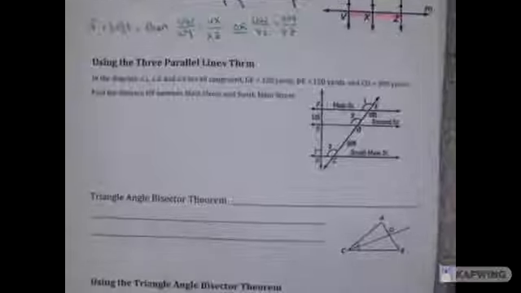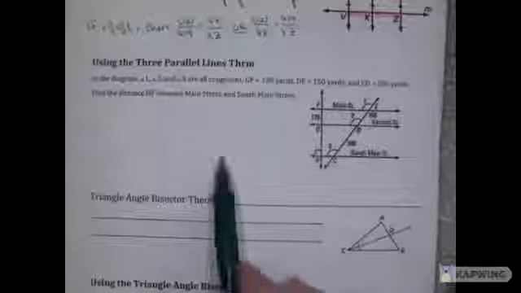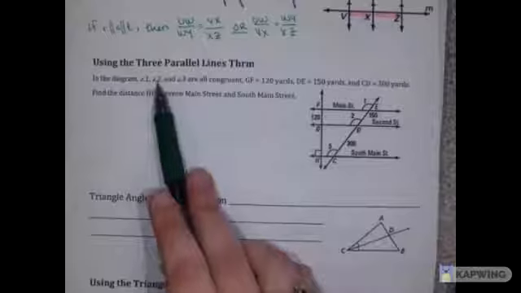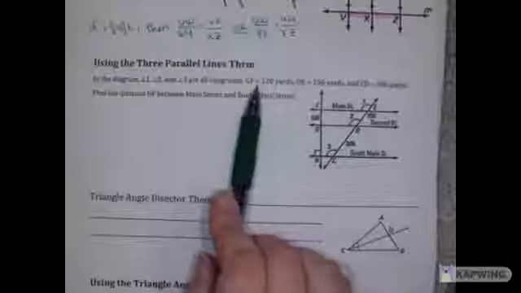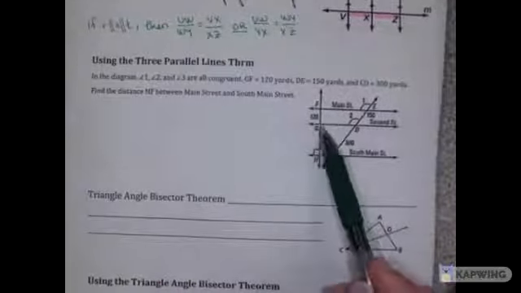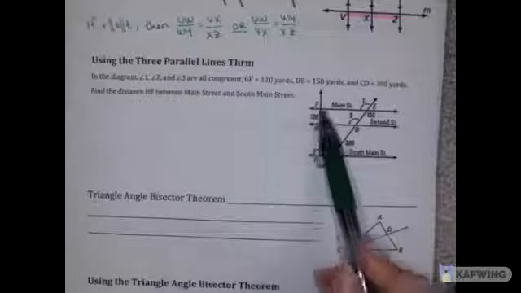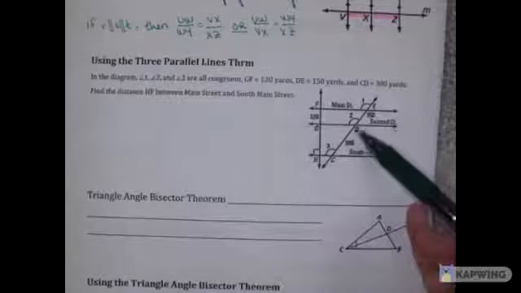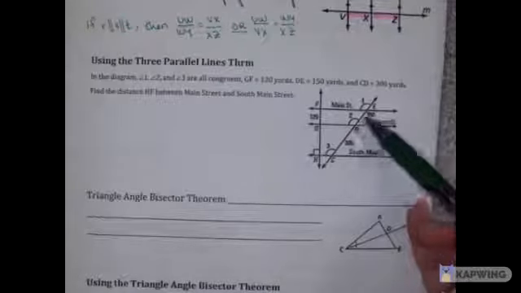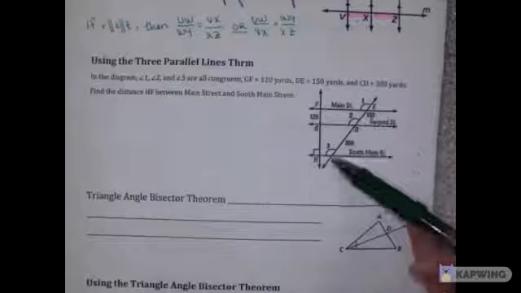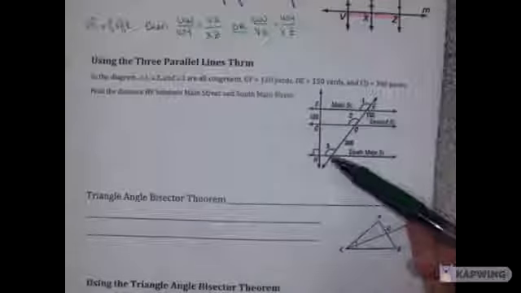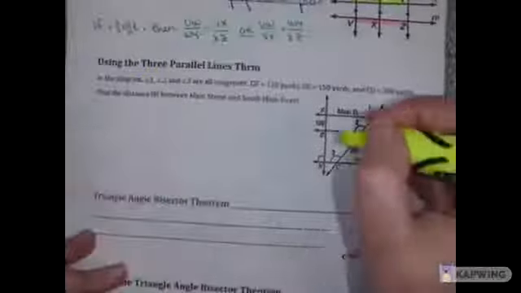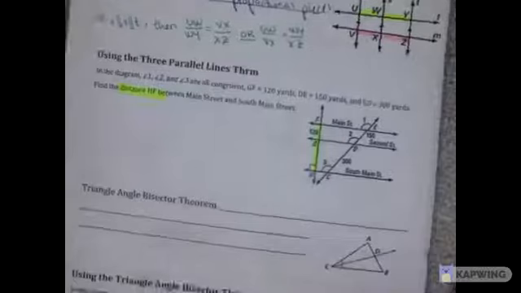So let's use that parallel lines theorem. In the diagram, angles 1, 2, and 3 are congruent. GF, which you can see here, is 120. DE is 150. And CD is 300. Find the distance HF, which is this, between Main Street and South Street.